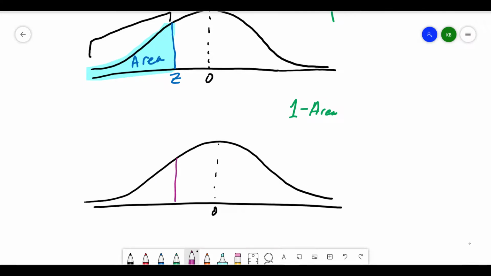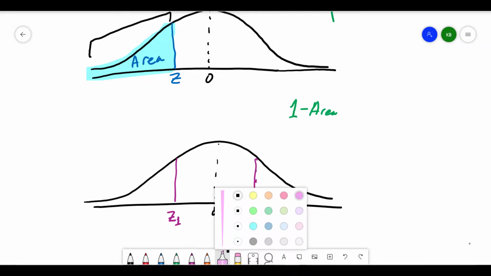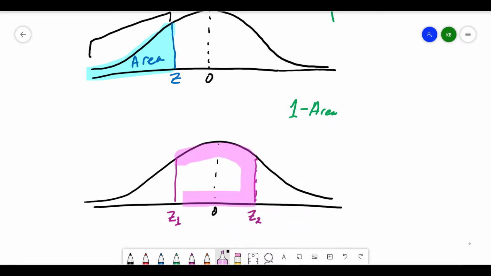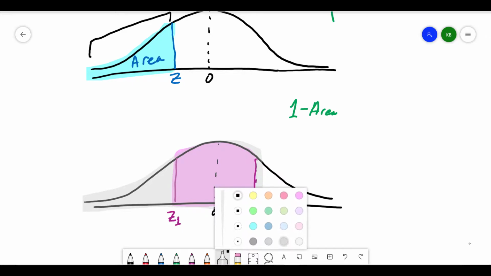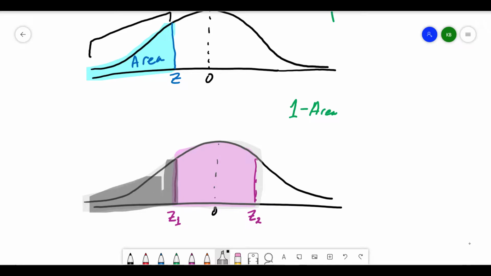Now say I want to find the area between two values, z1 and z2. So the area that I want is this area right here between and underneath the curve. If I read the chart, the area that it's giving me for z2 is really everything to the left of my z2 value. So it's all of that area. Basically, I don't want this area that's to the left of z1.